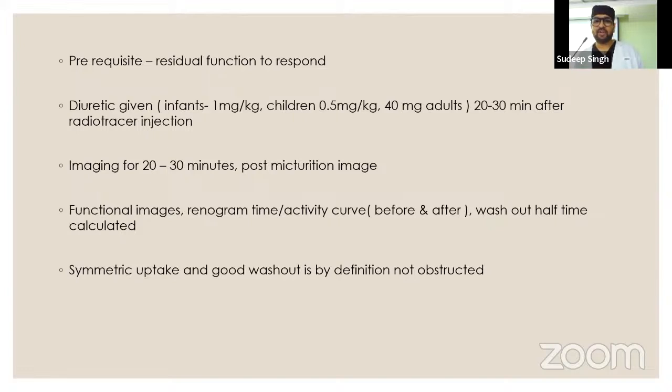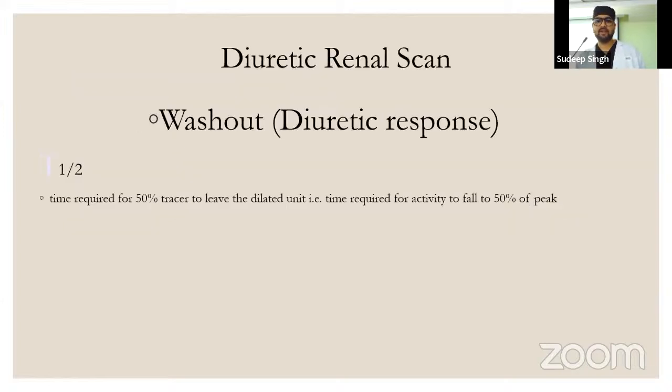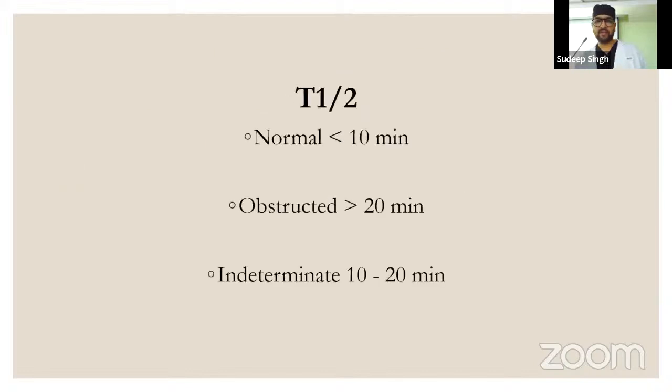Diuretics are given 20 to 30 minutes after the radiotracer injection. Imaging is done for 20 to 30 minutes. A post-micturition image is obtained. Functional images, renal time activity curve, and washout half time are calculated. Symmetric uptake and good washout is by definition not obstructed. In the diuretic renal scan, the T-half is the time required for 50% of the tracer to leave the dilated unit, that is, the time required for activity to fall to 50% of the peak.